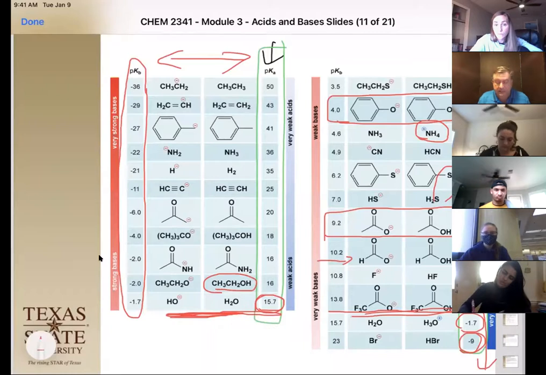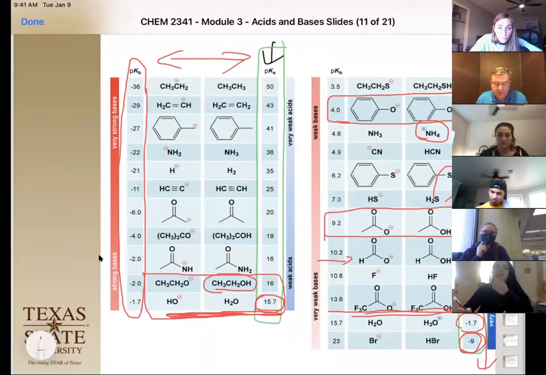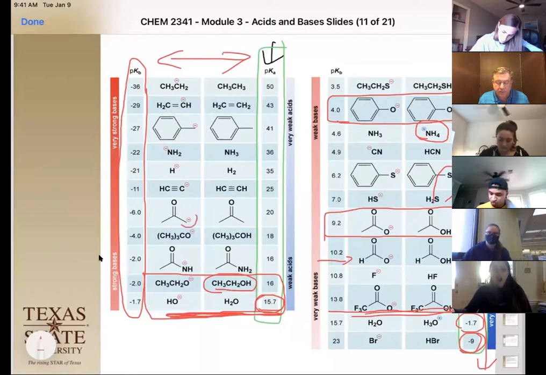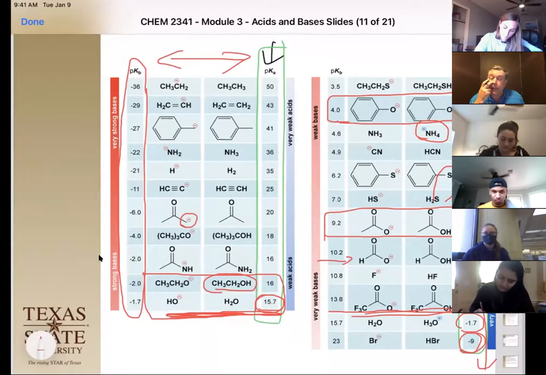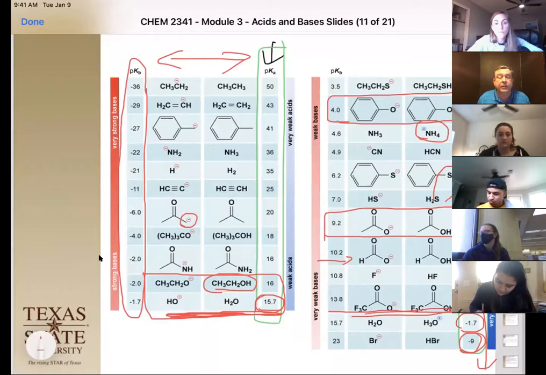They're right around 16, and that's a good number to remember, these two numbers here for comparison. And then as we move up, we can start looking at things that aren't traditional acids. The hydrogen on a carbon adjacent to a ketone can be pulled off, and it has a pKa of 20.